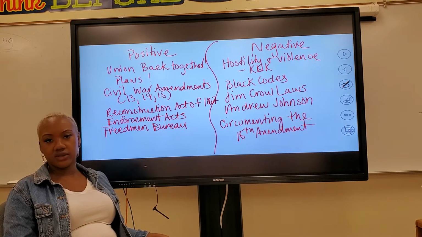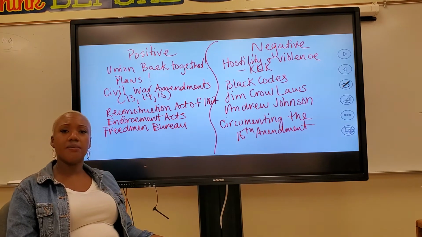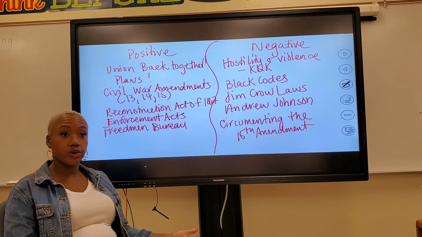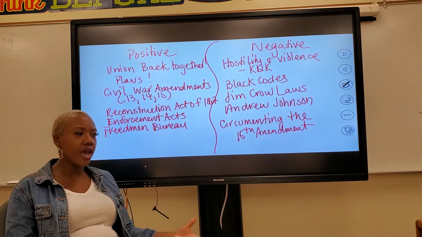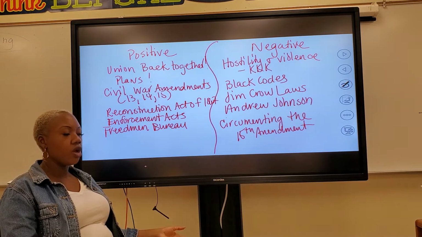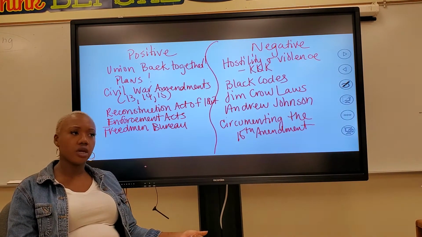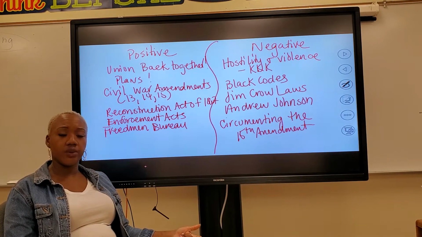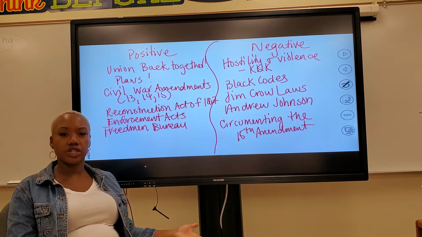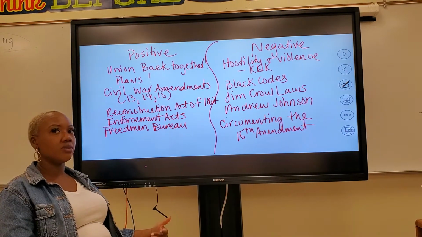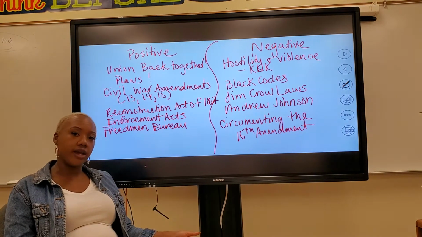Some other negatives. Southern states started to implement a series called Black Codes. Black Codes were created to pretty much reinstitute slavery and restrict African Americans from daily life. What were some examples of Black Codes? Initiating curfews, restricting them in terms of where they would like to live, not giving them access to educational facilities, which was major and necessary because most of them were not able to read or write.